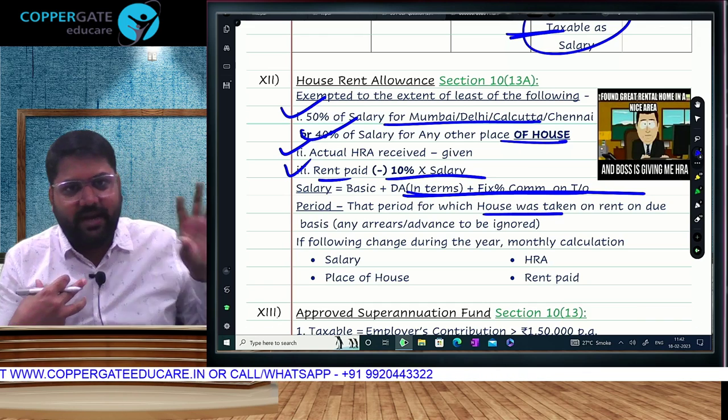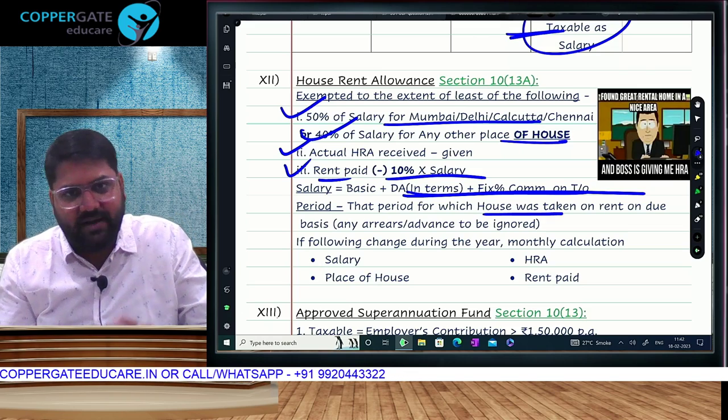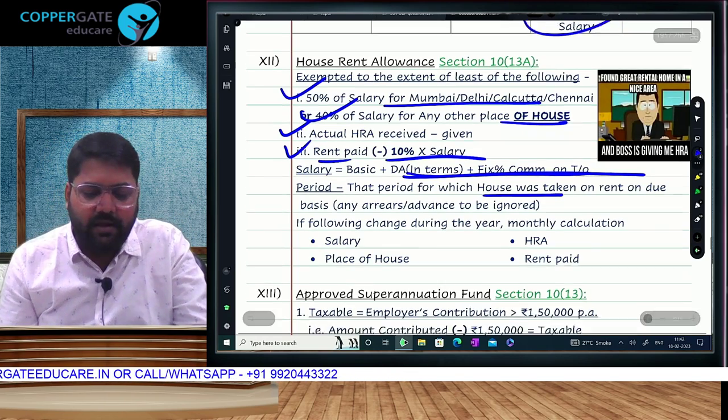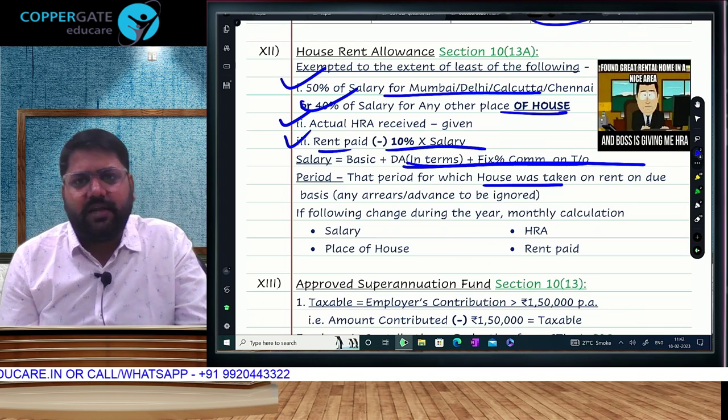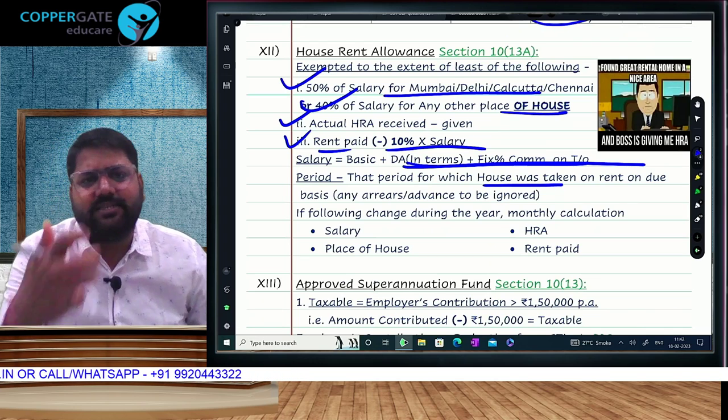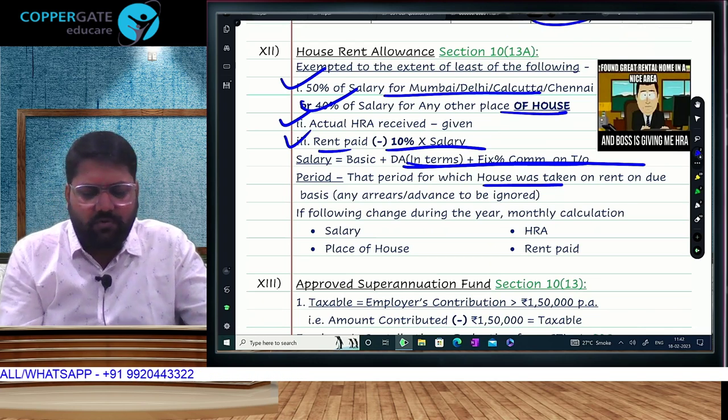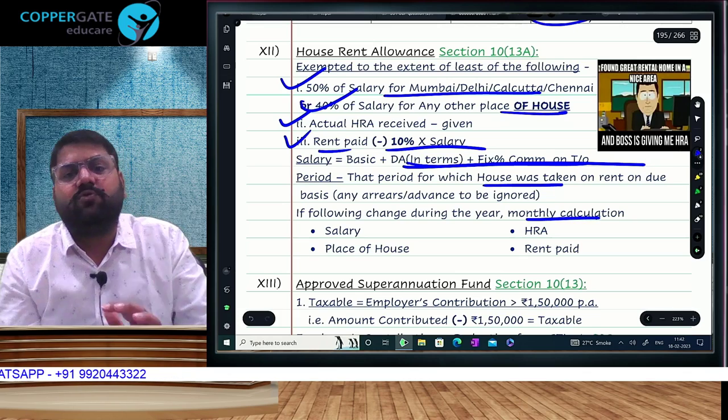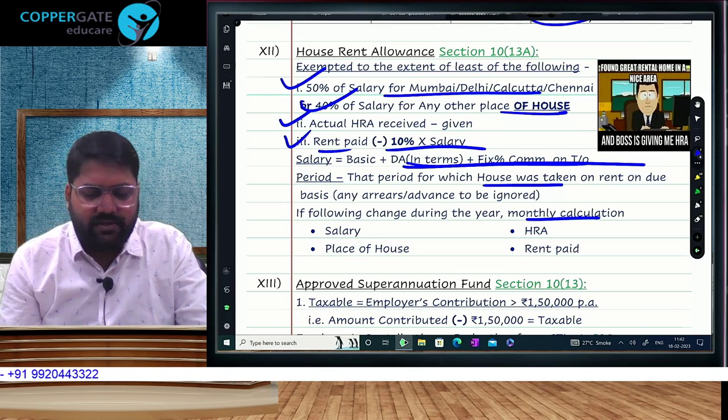So you get HRA and you pay rent, so whichever period you paid rent, only that period's salary you will be taking. If there is any change in particulars, like your house has changed, or your salary has changed, or your HRA received has changed, so you will have to do monthly calculation. And if it remains same throughout the year, then you can do annual calculation also.